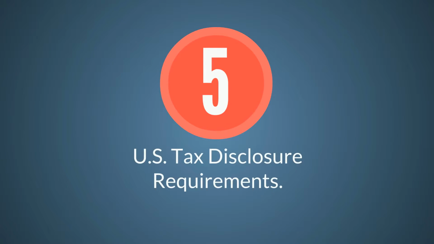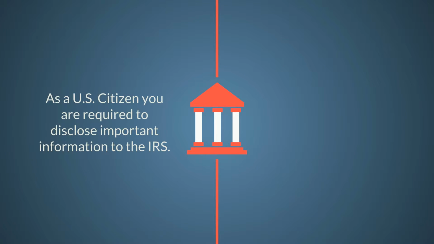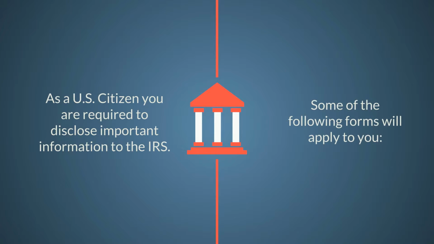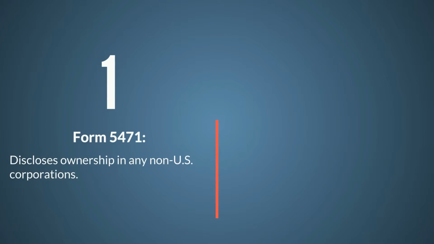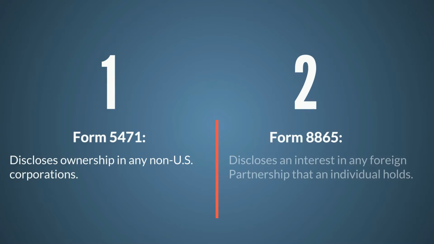Number 5. U.S. tax disclosure requirements. As a U.S. citizen or green card holder living in Canada, you're required to disclose a ton of information to the IRS. Some of these forms will apply to you. Form 5471, used to disclose ownership in any non-U.S. corporations. Form 8865, to disclose an interest in any partnership that an individual holds outside Canada.